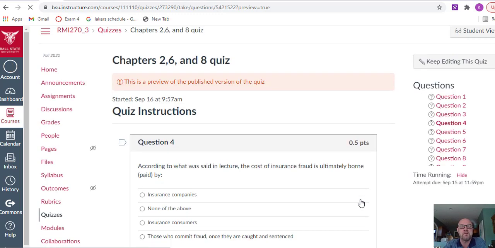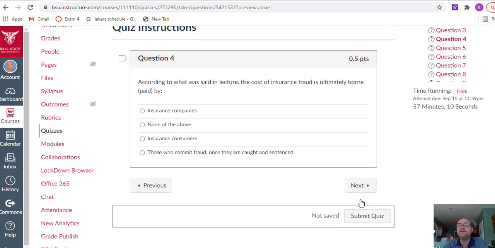Number 4, who pays for insurance fraud? Insurance customers do. Insurance consumers. That's who pays for that. Insurance companies, they don't pay it. They just pass that cost along.